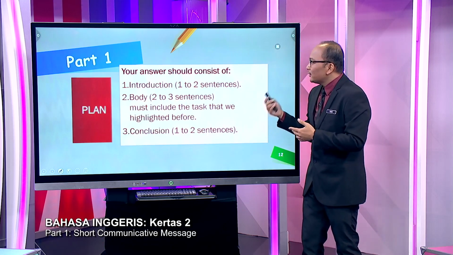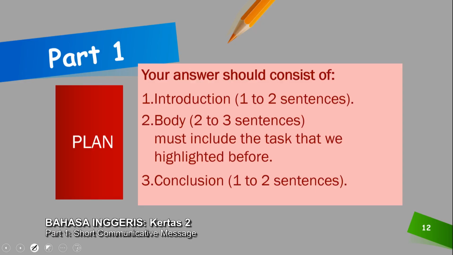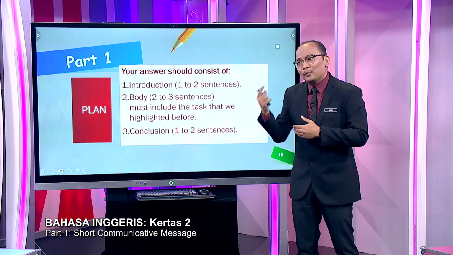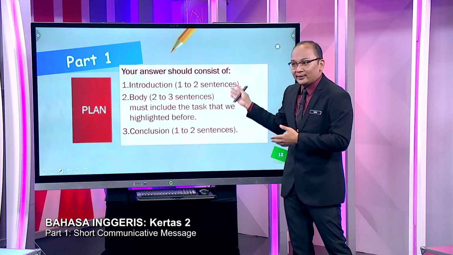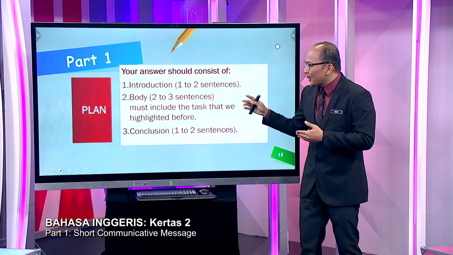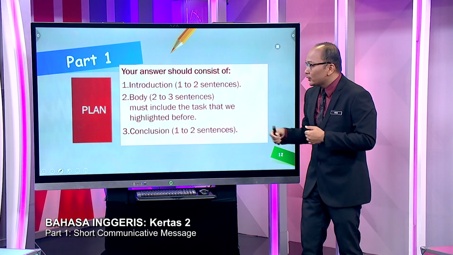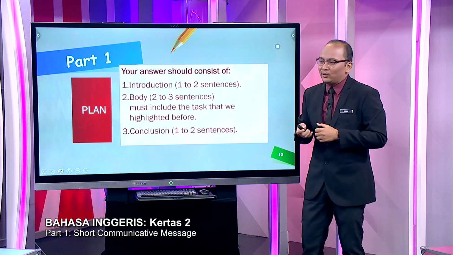Your answer should consist of one, introduction, two, body, and three, conclusion. For the introduction, one or two sentences only, because remember, we need to write around 80 words only. That is not too much. And also, we don't want to write too much because it's going to be too long and then time will be wasted. So this is my suggestion. Body, two to three sentences, must include the tasks that we highlighted before. And the last one, the conclusion, maybe around one or two sentences only.